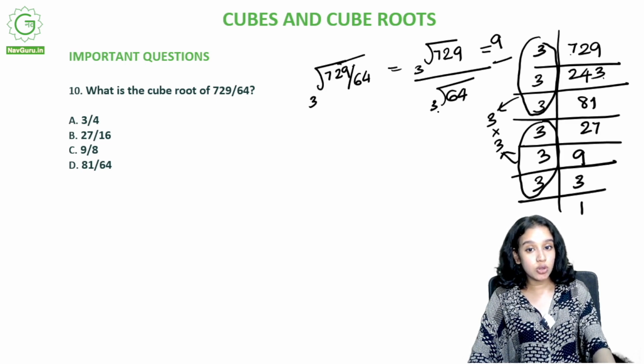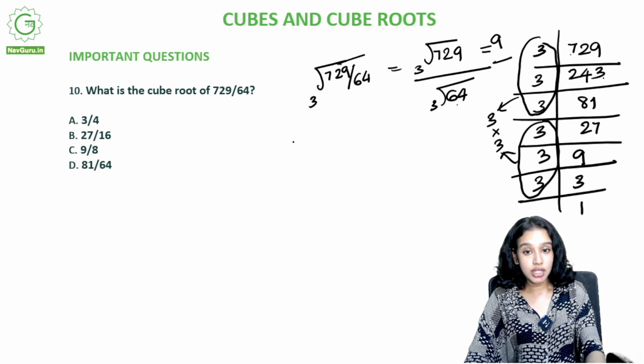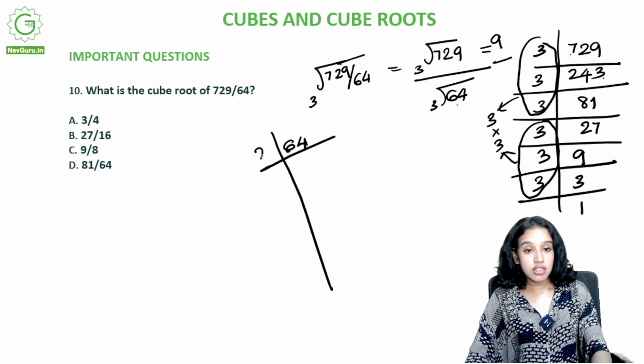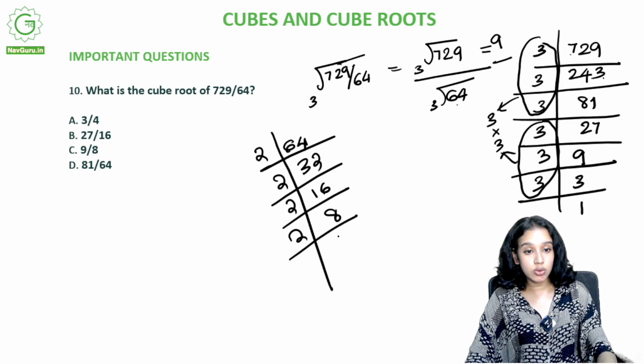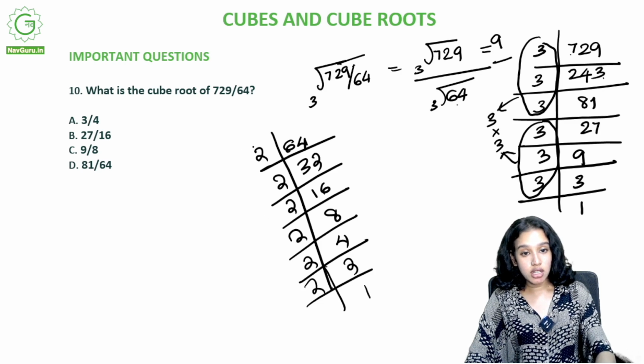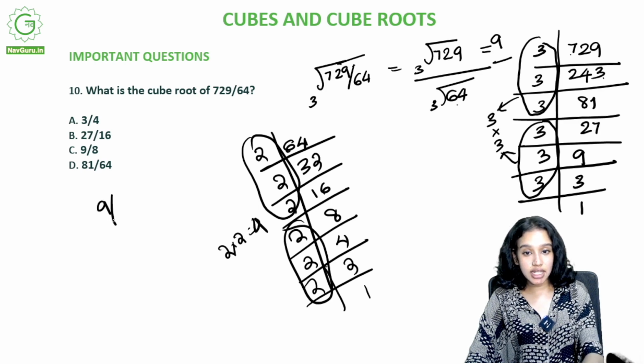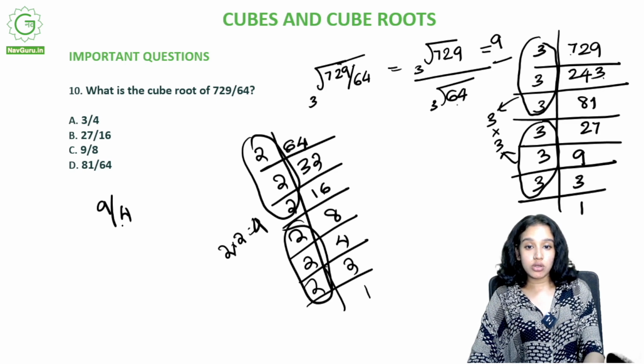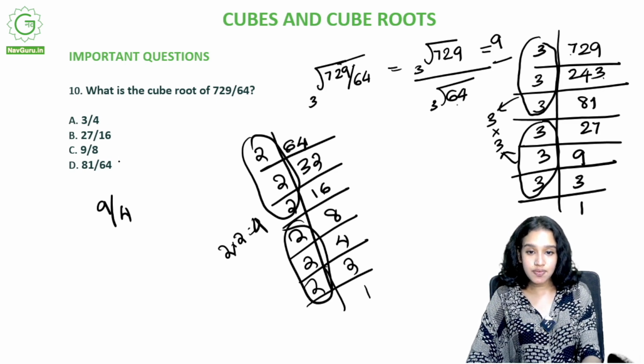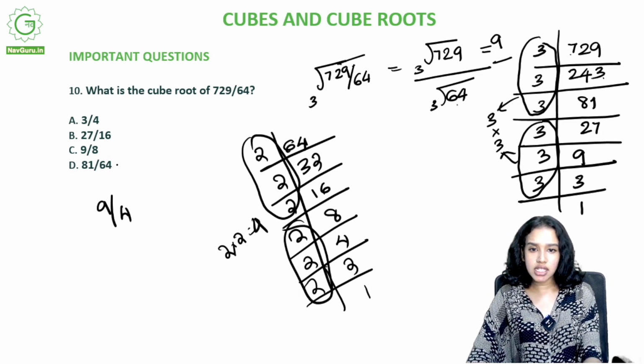Now what is the cube root of 64? Let's see. 64 prime factorization: 2, 32, again 16 by 2 is 8, by 2 is 4, by 2 is 2, again by 2 we get 1. So we get 2 groups of 2s. So 2 into 2 is equal to 4. So we get 9 by 4. Is it there in the answer? Let's see. Oh, it's not there in the answer.